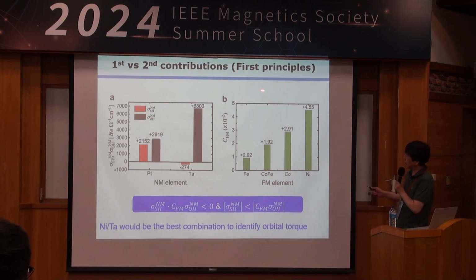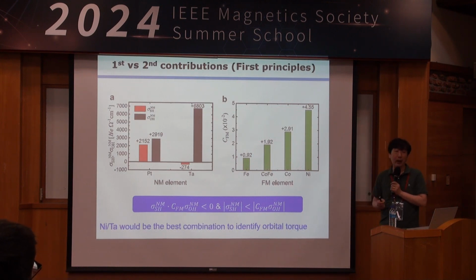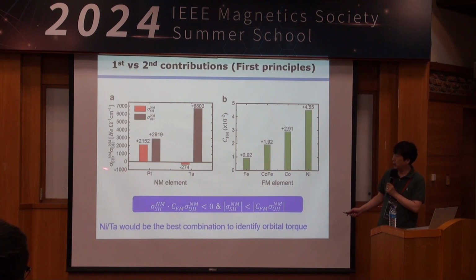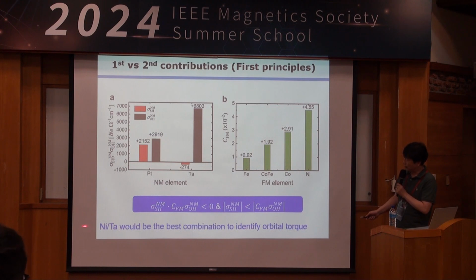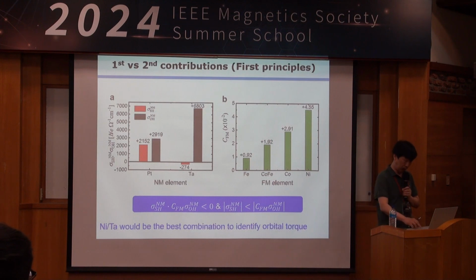So first we calculated C_FM for various transition metal ferromagnets, and we found they are all positive, and nickel has the largest value. Because they have the same sign, we must have different signs between the spin Hall conductivity, red, and the orbital Hall conductivity, black. So we calculated for two representative heavy metals, platinum and tantalum, and we found that tantalum satisfied that condition. So we believe that nickel tantalum would be the best combination to identify the orbital torque.